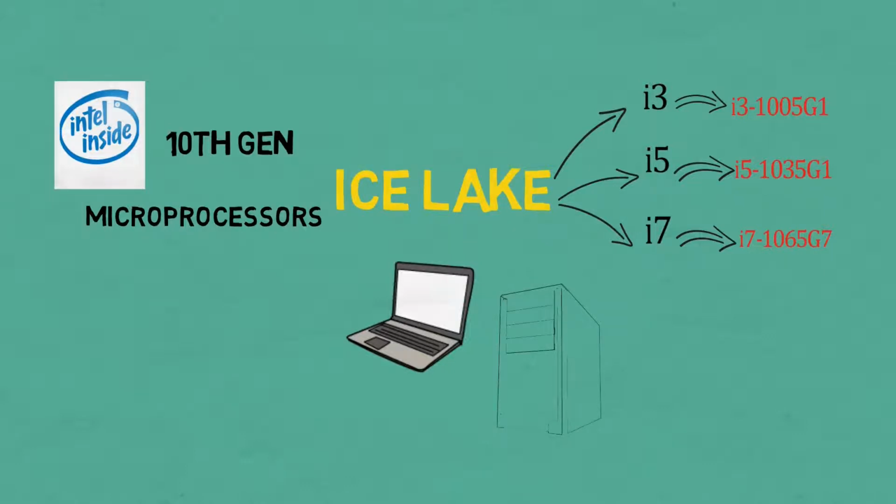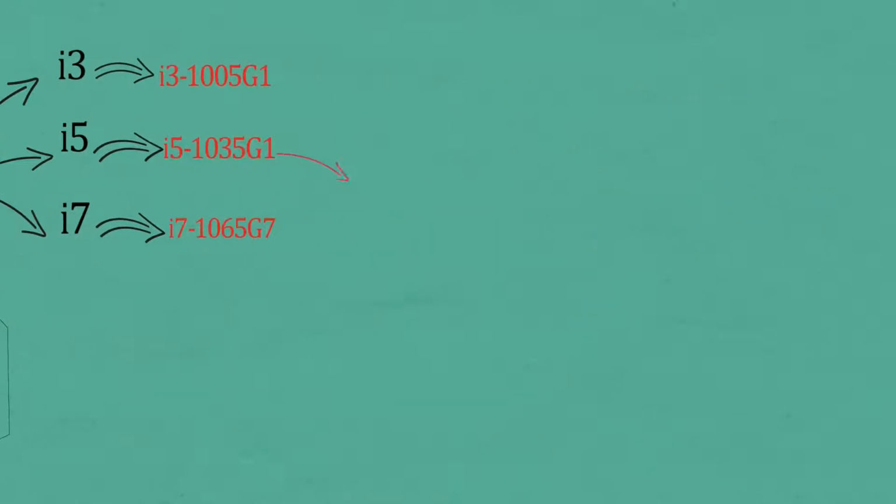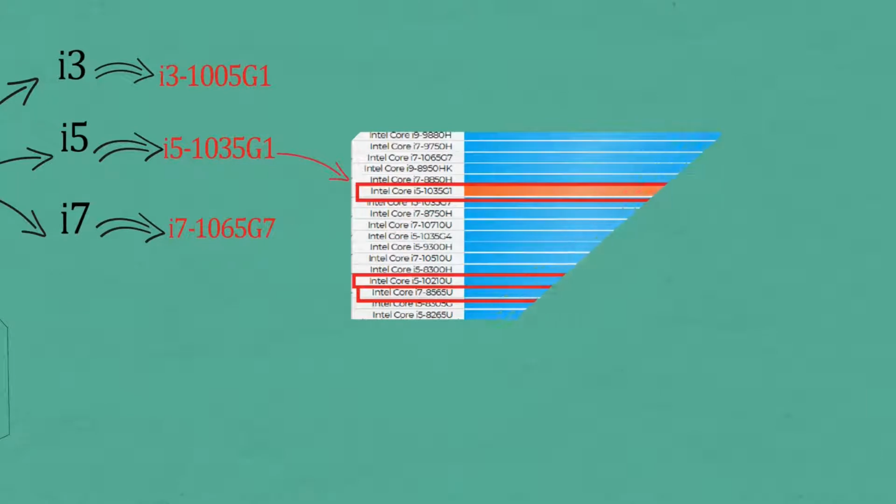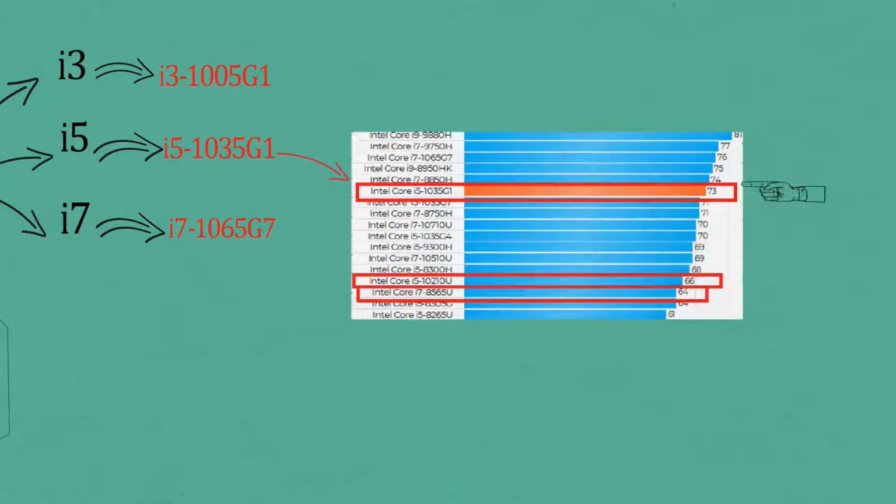For example, the new i5 1035G1 low-power microprocessor shows a much higher speed performance compared to their 10th gen 14 nanometer processors and its previous i5 low-power processors.